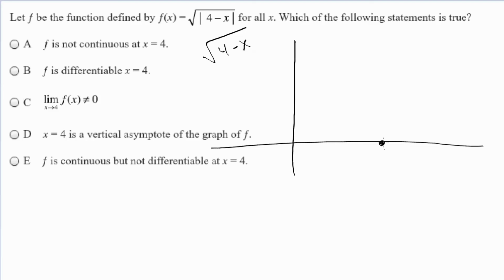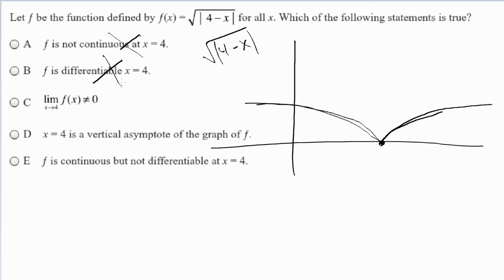So that should look like the square root, really. And then because of the absolute value, that's just going to reflect it and allow us to be defined over there as well. So it is going to be continuous. So that one's not right. Differentiable is always the key. Anytime we go like this and like this, we're going to have a cusp. So it's not going to be differentiable.